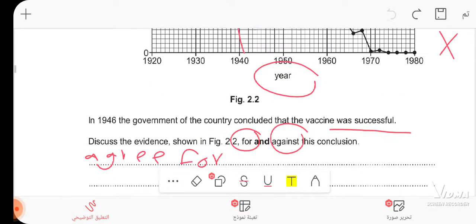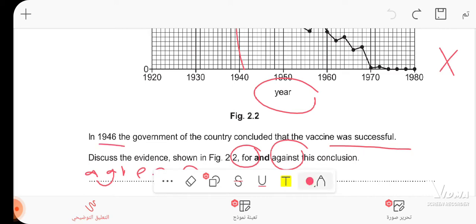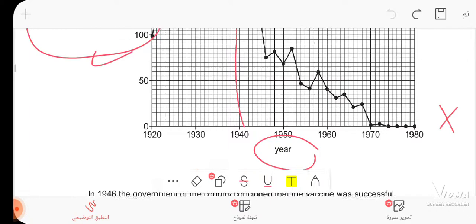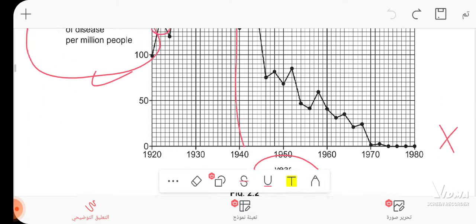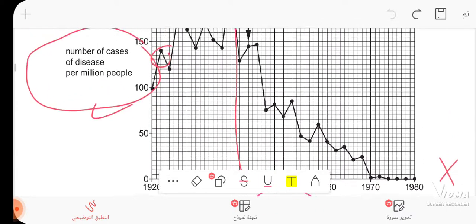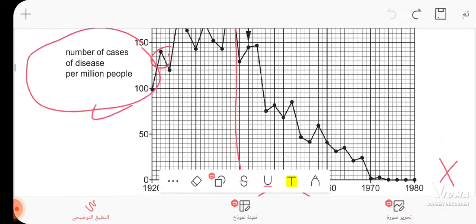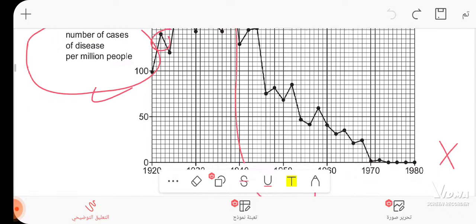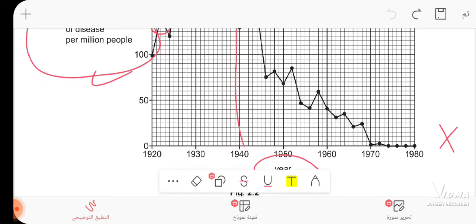Okay, let's move to 1946. What happened in 1946? At 1940, the cases, as I said, start to decrease. Okay, 1940, from here, 1, 2, 3, 4, 5, 6, 7, 8, 9, 10. So 1941, 42, 43, 45, 46. Yes, 46 here at this point.